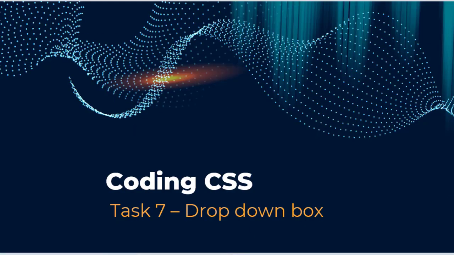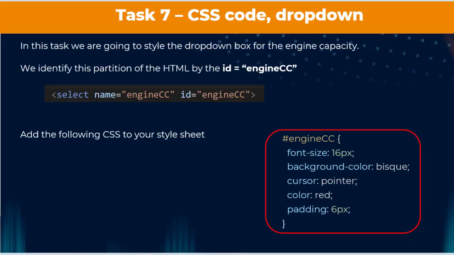Let's have a look now at the drop-down box. In this task, we're going to style this drop-down box for the engine capacity. And we identified this particular HTML by the ID engine CC. And you can see that you already had that as part of your HTML. So to allow the CSS to style this drop-down box, we'll pick up then on the engine CC.